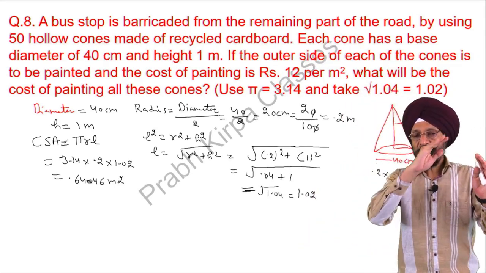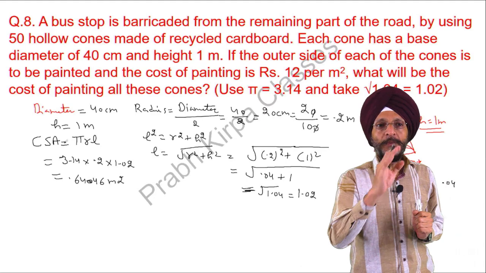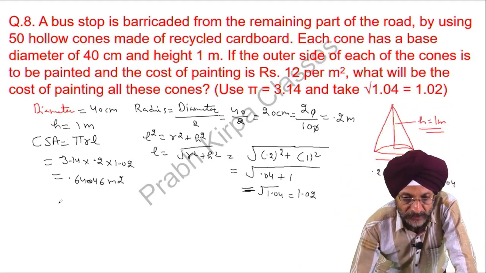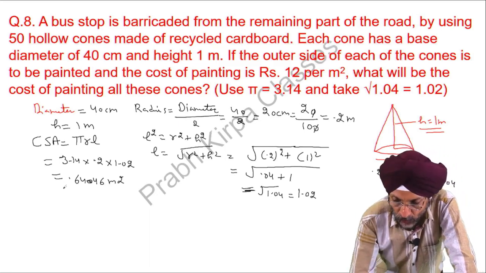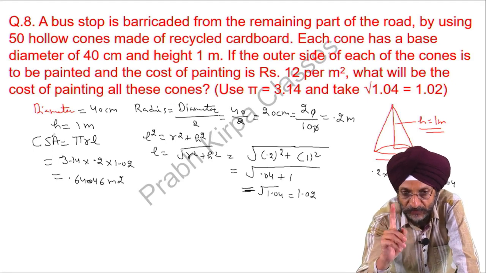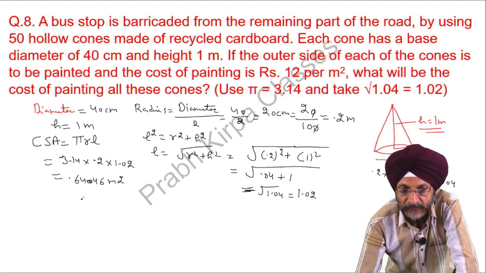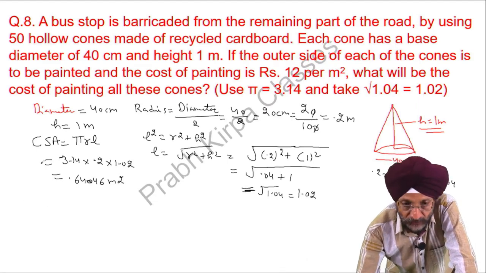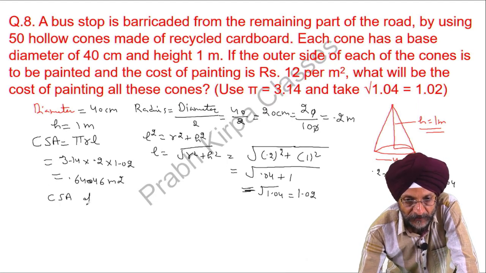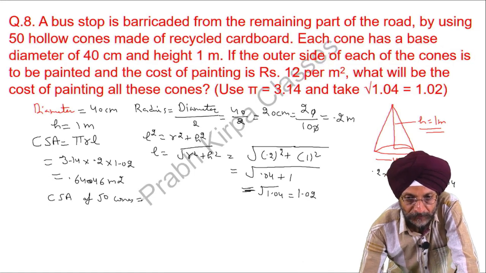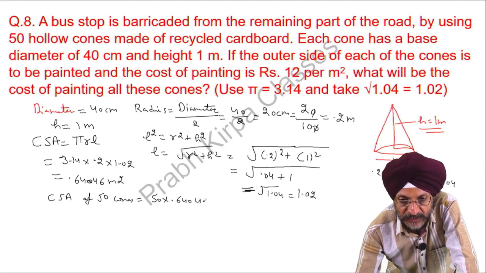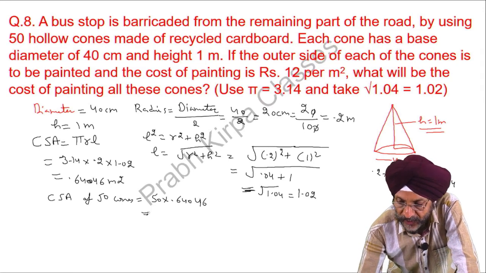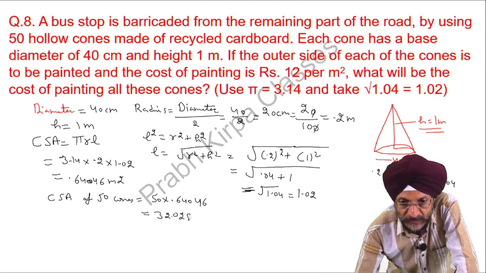That is the curved surface area of the cone that has to be painted from outside. The cone will be painted from outside, and the area which will be painted is curved surface area. So now what we have calculated is the curved surface area of one cone. Such type of 50 cones are to be painted. So the curved surface area of 50 cones is equal to 50 into 0.64046, and when we solve it, it will come as 32.028 square meter.